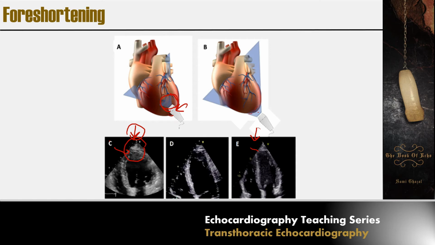The problem with this image here, it is not foreshortened, but we said the probe is here. The probe should cut the LV in the middle, and as you can see, this apex is not pointing toward the probe, it is a little bit medial to the probe, so you have to move the probe a little bit medial to cut the true apex, like here. You see, this is the probe here, and the apex is pointing toward the probe.